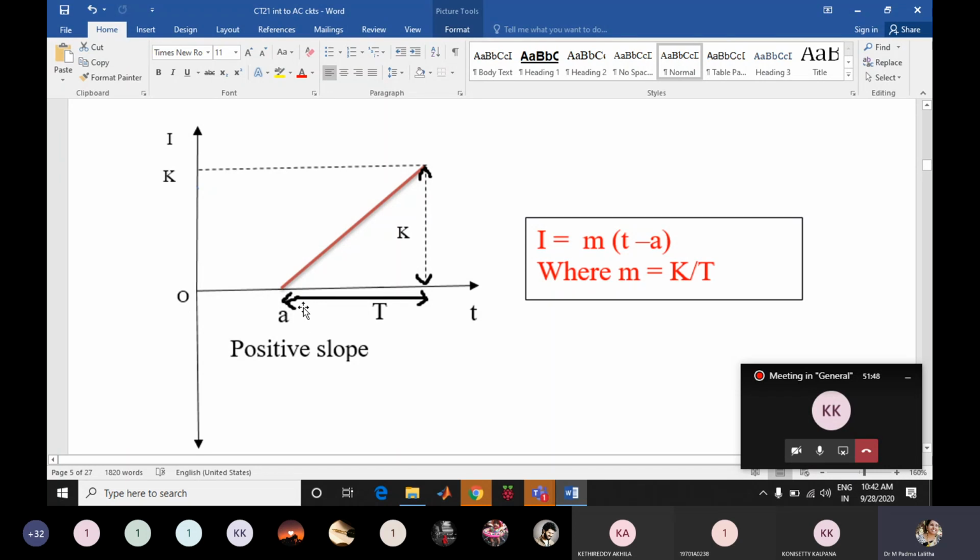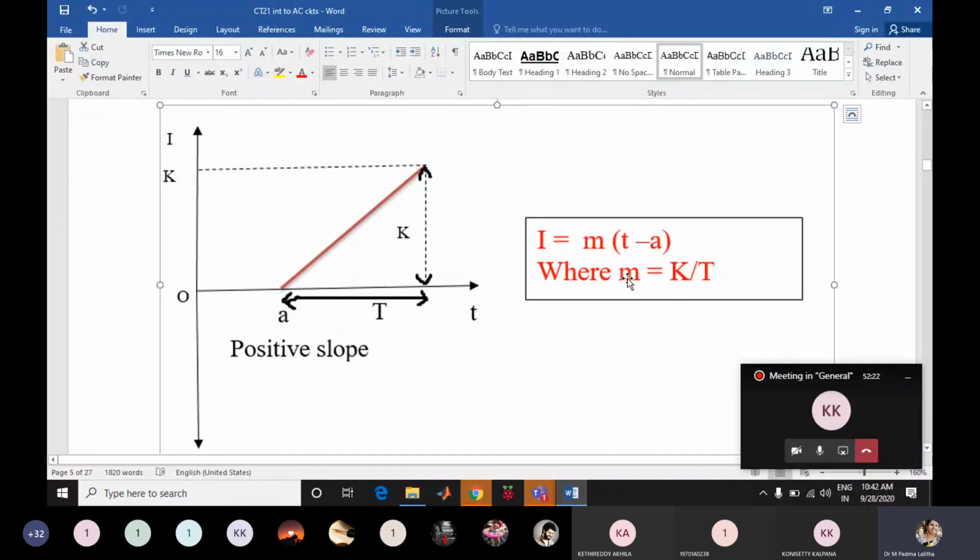In this case, instead of mt, the expression is m into t minus a. If it is passing through the origin, the expression is mt. If it is not passing through the origin, then it is m into t minus a. That means you are shifting the vertical axis to here. In this case, the origin becomes t minus a. That's why it is m into t minus a.